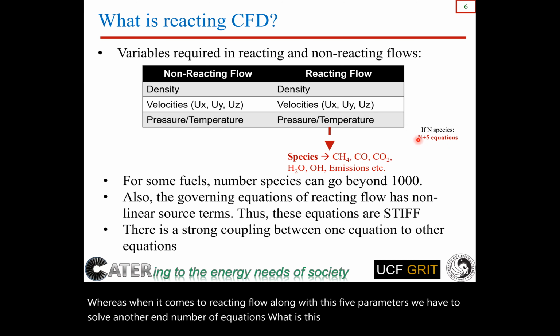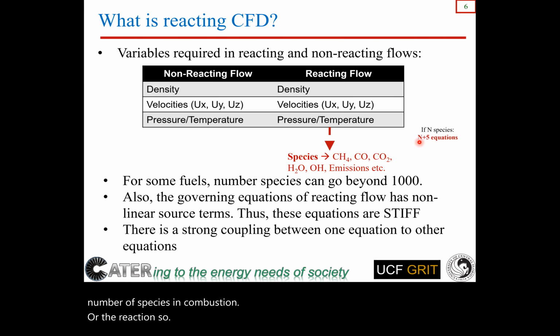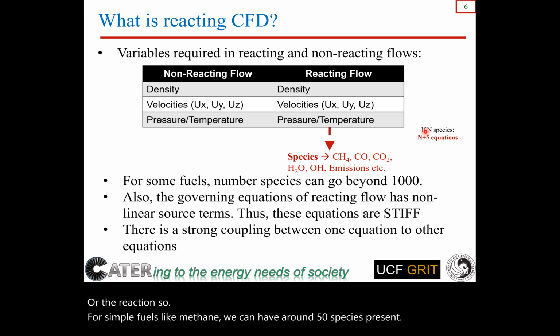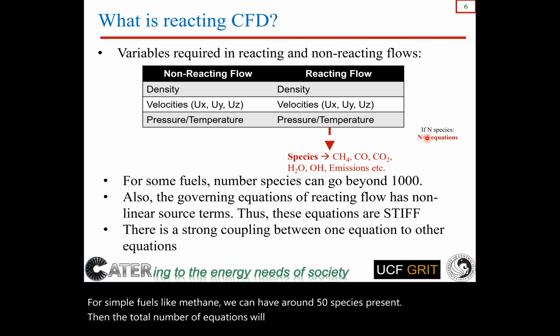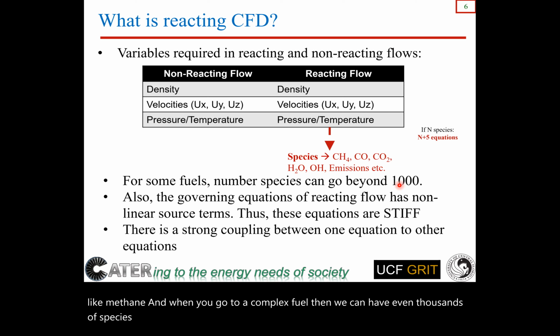This n represents the number of species in combustion or the reaction. So for simple fuels like methane, we can have around 50 species present. Then the total number of equations will become 50 plus 5, 55 total. That is for a simple fuel like methane. And when you go to a complex fuel, then we can have even thousands of species. Therefore, reacting flow simulations are computationally very, very intensive.